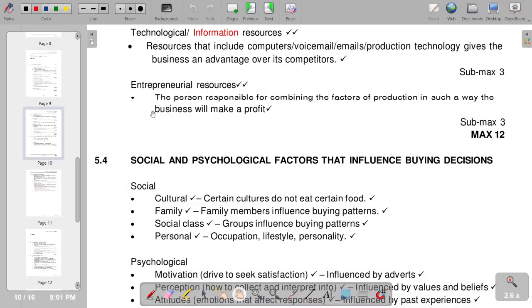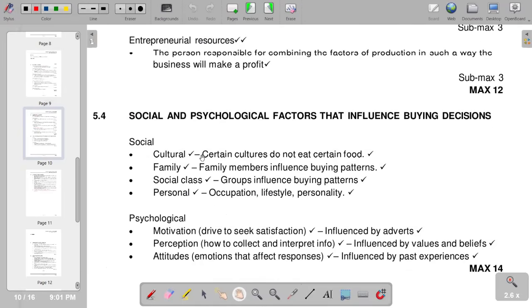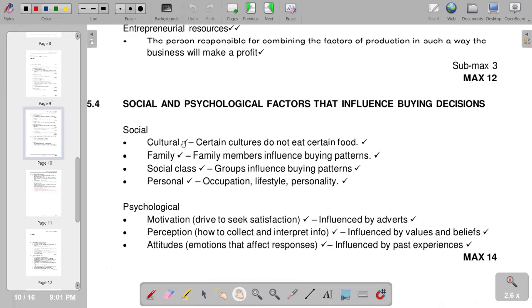So moving on, all social and psychological factors that influence buying decisions. Under social, we have family, social class, personal, and also we have cultural. Then we also have psychological factor as influencing a buying decision.